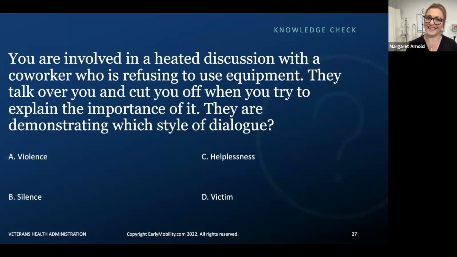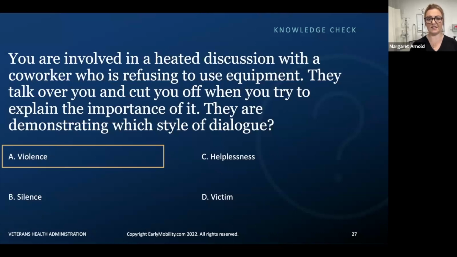You are involved in a heated discussion with a coworker who's refusing to use equipment. They talk over you, they cut you off when you try to explain the importance. They are demonstrating which style of dialogue? Violence, helplessness, silence, or victim? If you answered A, violence, you were correct.